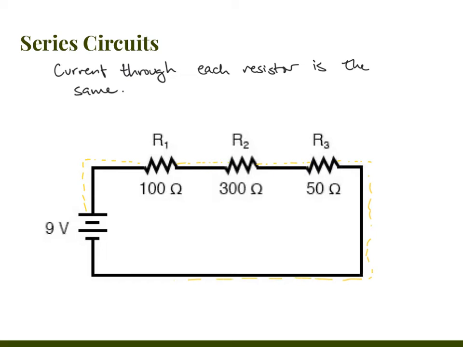The current doesn't change. However, the drop in voltage across each resistor could be different according to how much potential energy that resistor takes away from the current. So current's going to stay the same. Voltage across may vary, which we're going to find out is the opposite for parallel circuits.